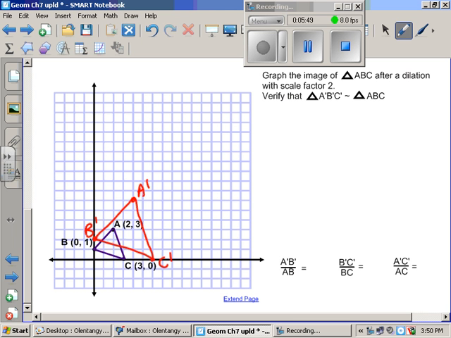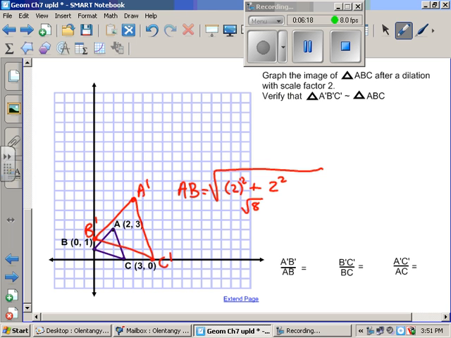So to find AB, okay, I do big giant square root of AB is (2, 3) and (0, 1). So it's going to be 2 minus 0 squared plus 3 minus 1 squared. So that's 4 plus 4, or square root of 8.